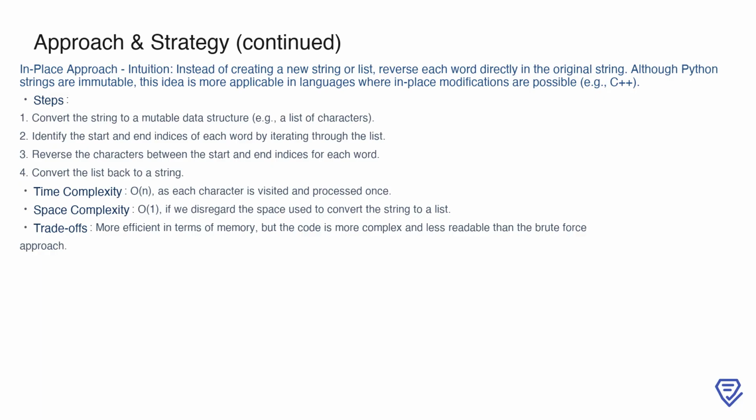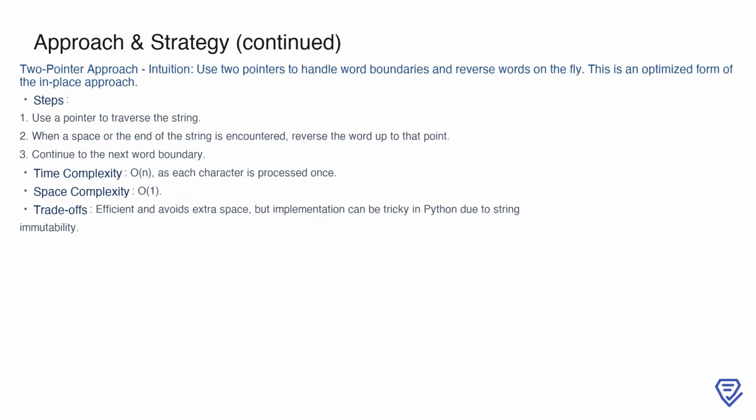While this method is memory efficient, the code is more complex and less intuitive than the brute force approach, making it harder to implement and debug, particularly in Python. Additionally, we can consider a two-pointer approach, which builds on the in-place strategy but optimizes the process further. Here, we use two pointers to manage word boundaries and reverse words on the fly.